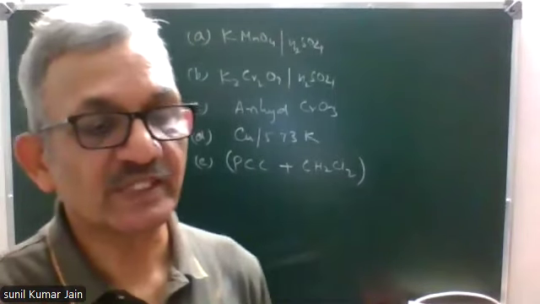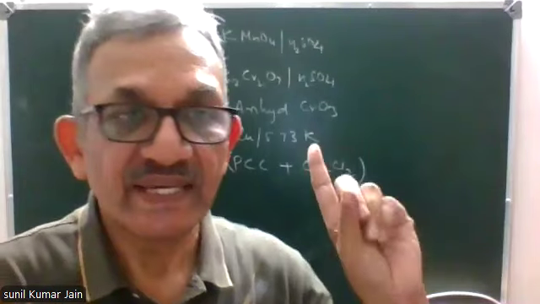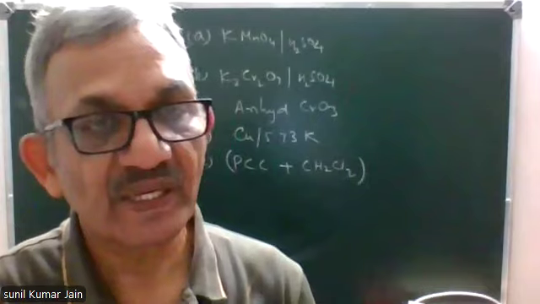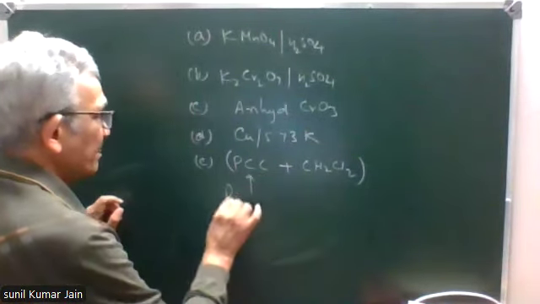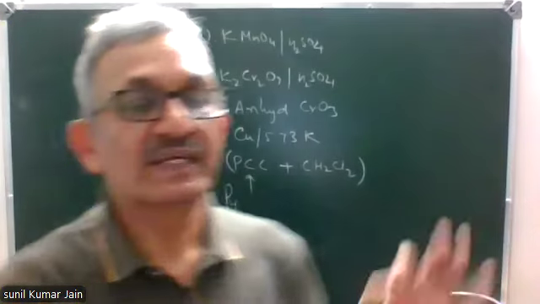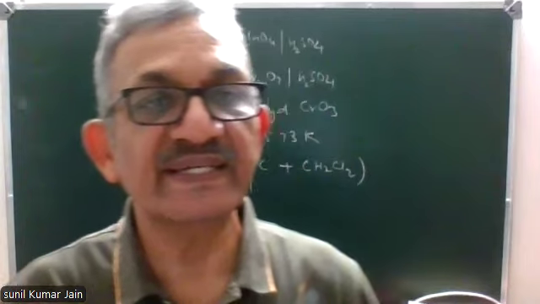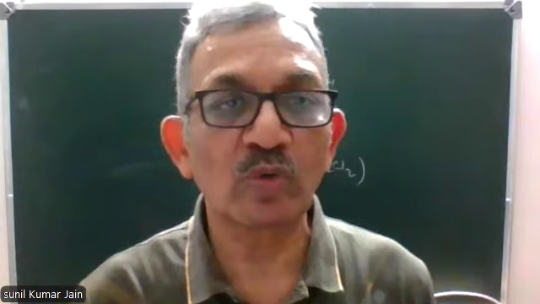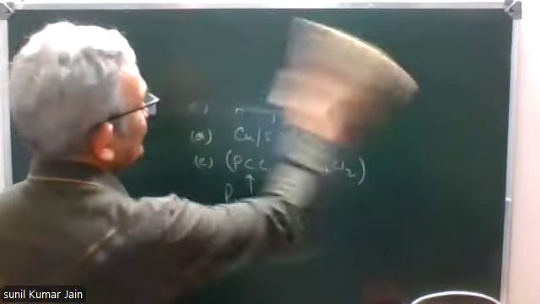What is PCC? I'll tell you. PCC plus CH2Cl2. In this case, CH2Cl2 is the solvent. Now, what is PCC? I'll dictate. PCC is pyridinium chlorochromate. Pyridinium chlorochromate.